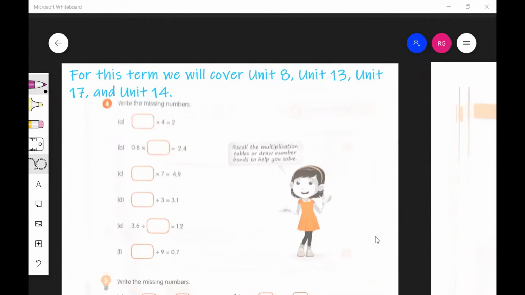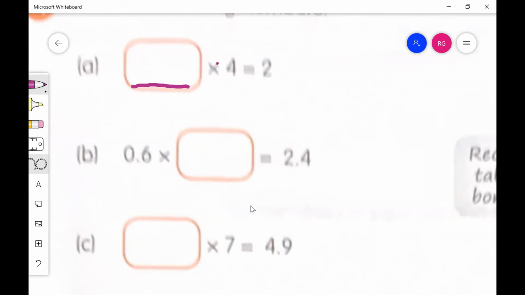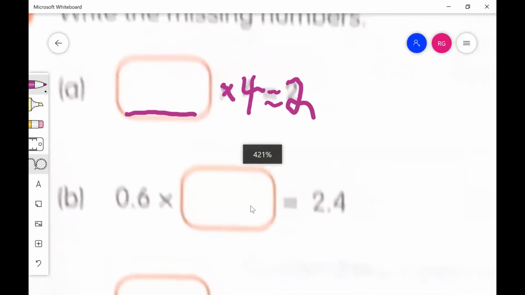All right, we're on page 109 next. Blank times 4 equals 2. All right, and what do we think goes in that blank there? How can we figure that out?